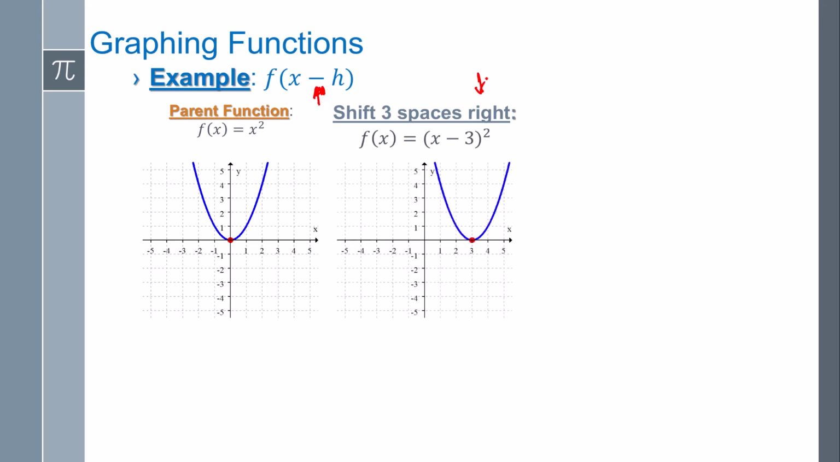Now what does that look like? It literally means every single point is shifting over 3 spaces. If every single point shifts over 3 spaces, that's what your new function is going to look like.